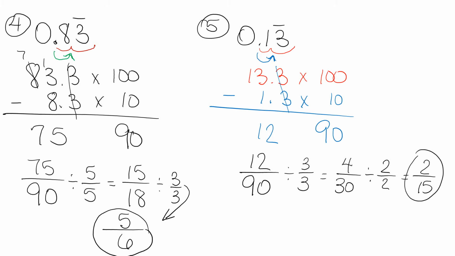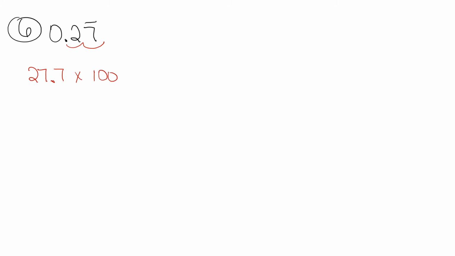Number 6, 0.27 repeating. Only the 7 is repeating, so we're going to have to take our steps. Change this by moving the decimal to the end of the number. So this would be 27.7. Again, the 7 is repeating. We move the decimal 2 places, so that would be times 100.